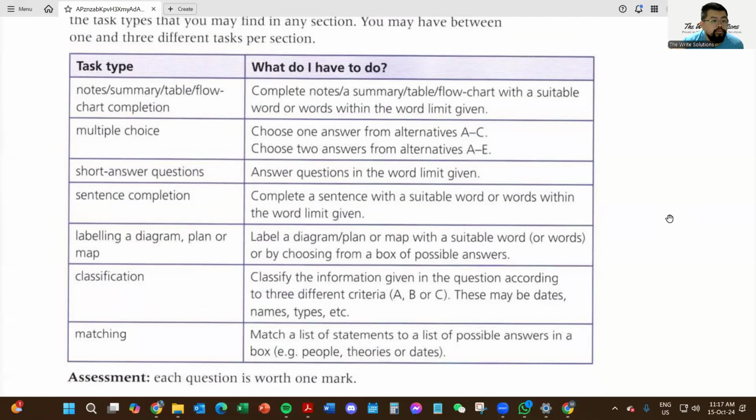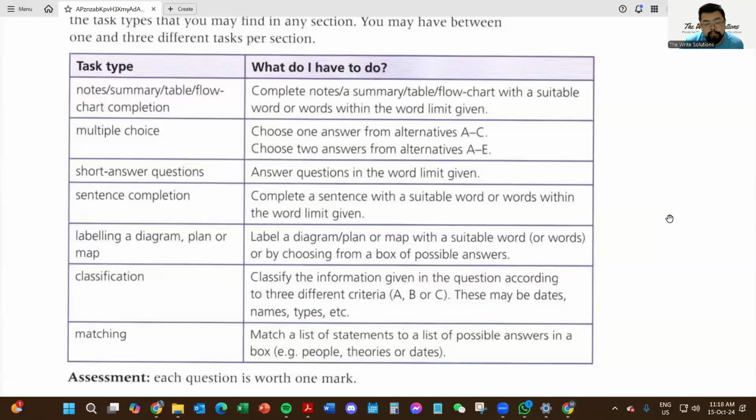Multiple choice, again, very common. Choose 1 answer from alternatives A to C. Choose 2 answers from alternatives A to E. Short answer questions. Answer questions in the word limit given. Sentence completion. Complete a sentence with a suitable word or words within the word limit given. Label a diagram, plan, or map. Label a diagram, plan, or map with the suitable words by choosing from a box of possible answers. Classification. Classify the information given in the question according to the 3 different criteria. This might be dates, names, types, etc.